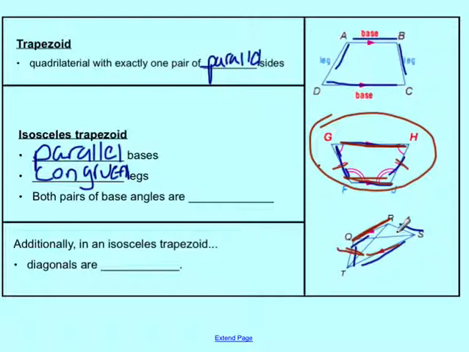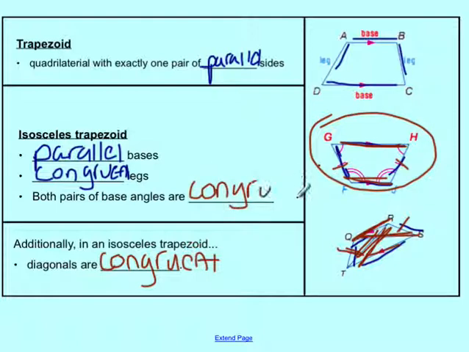Additionally, in an isosceles trapezoid, the diagonals are also congruent. Remember, that's also a property of rectangles, that the diagonals are congruent. So this diagonal right here is congruent to that one right there as well in a trapezoid. Again, these are just properties that you need to remember. Oops, I forgot this part. Both pairs of base angles are congruent. So that means that this angle is congruent to this angle. This angle is congruent to this angle, and that's true for all isosceles trapezoids.